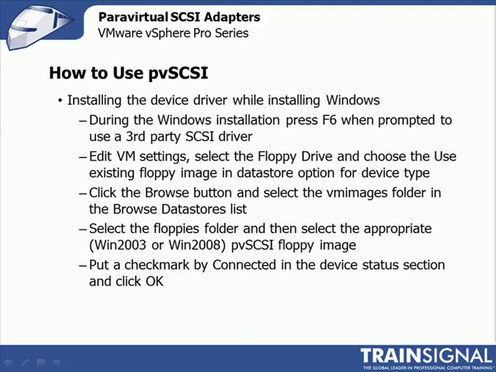Next, click the Browse button and select the VM Images folder in the Browse Datastores list. Then select the Floppies folder and select the appropriate Windows 2003 or Windows 2008 PV-SCSI floppy image. Finally, put a check mark by Connected in the Device Status section and click OK. We now have the driver loaded on the virtual floppy drive, so Windows can access it.